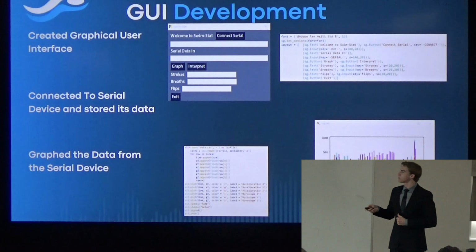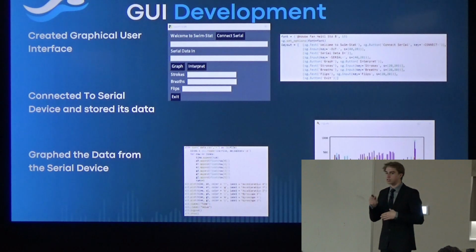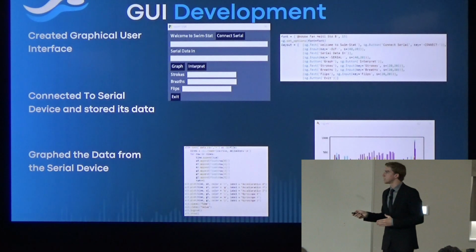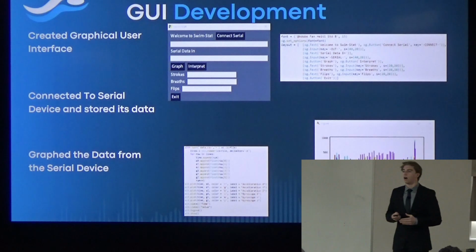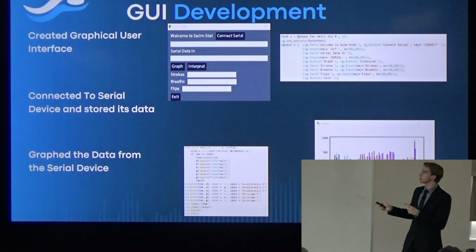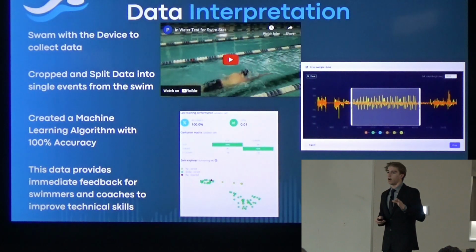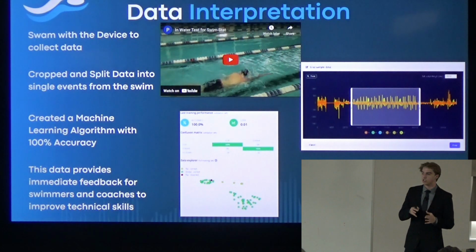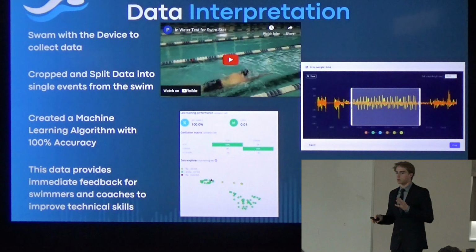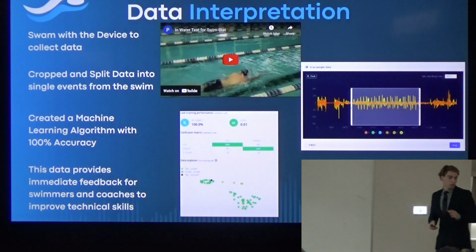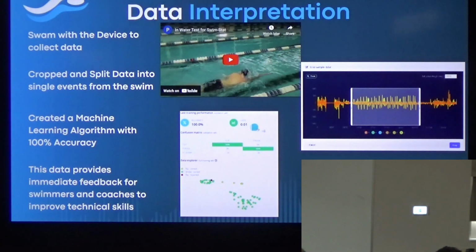I also connected the serial device, which allowed it to actually transfer data via Bluetooth, and then eventually I'm intending on adding an interpretation code. The interpretation code actually works, which I'll show here. However, I still need to implement this into the GUI, as I honestly ran out of time on that aspect of the project. So here's a quick look at my swim with the device.